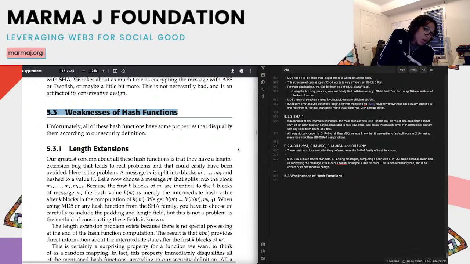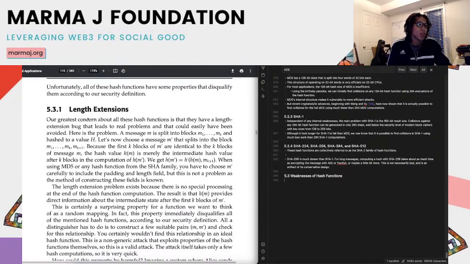All of these functions have some properties that disqualify them according to our security definition.